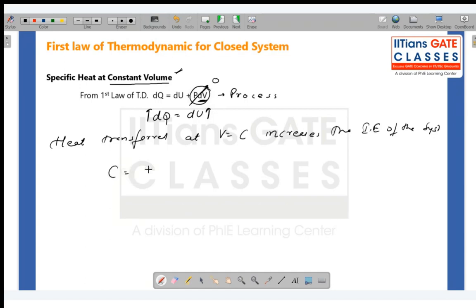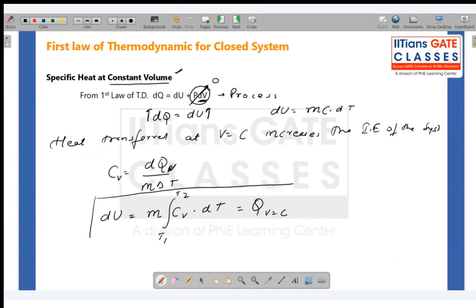So basically, I can write dU is equal to m c dT. So dQ is equal to m c delta T, and if I put Cv here, for constant volume, dU is equal to m Cv delta T, from T1 to T2. So this is basically the heat transfer for constant volume. I have already given you this equation in the last class as well, that for constant volume, Q is equal to delta U. But I am just proving this for you.